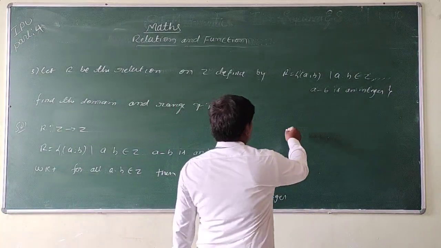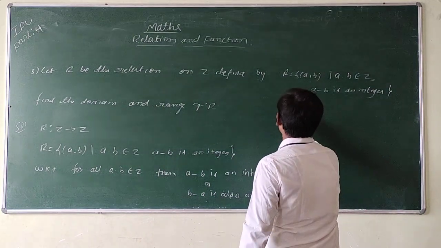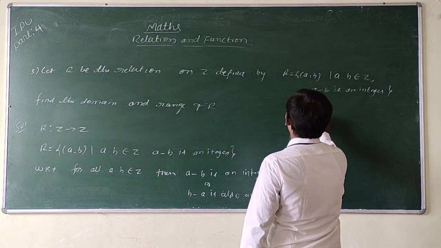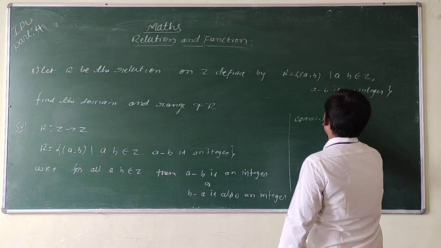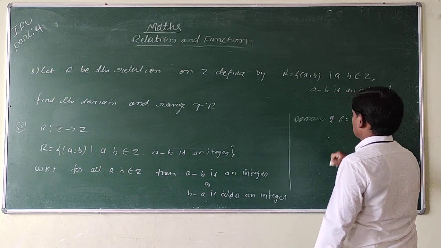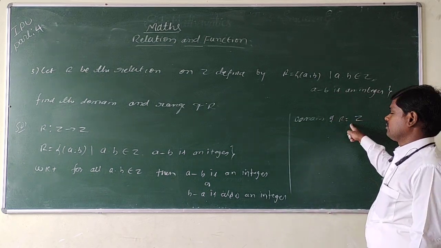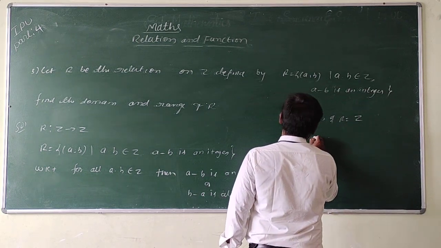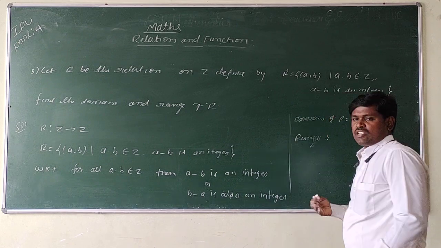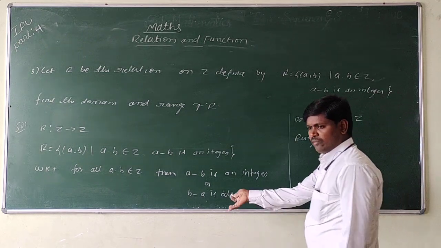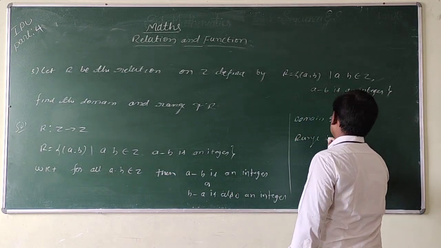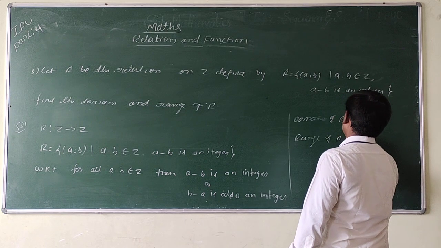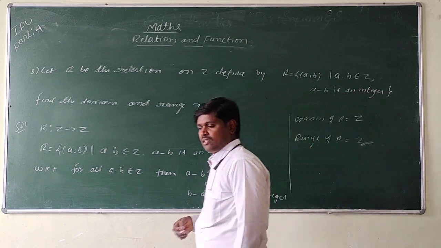So that means the domain of R is Z. The set itself is the domain. And the range: we are going to subtract any two elements, any negative integer included, so the range of R is also Z. Okay, so write this down.